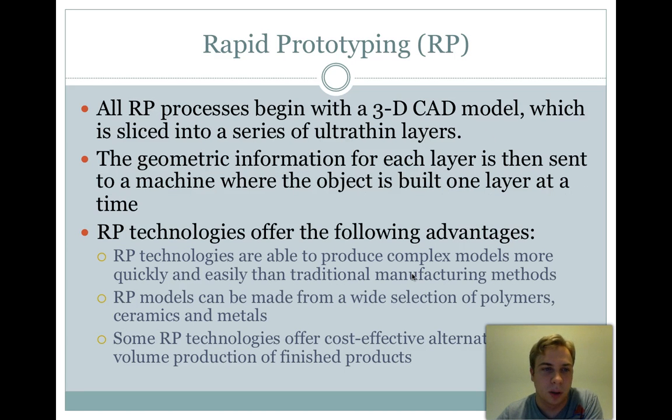Rapid prototyping. All RP processes begin with a 3D CAD model, which is sliced into a series of ultra-thin layers. The geometric information for each layer is then sent to a machine where the object is built one layer at a time. RP technologies offer the following advantages. Rapid prototyping technologies are able to produce complex models more quickly and easily than traditional manufacturing methods. RP models can be made from a wide selection of polymers, ceramics, and metals, and some rapid prototyping technologies offer cost-effective alternatives for low-volume production of finished products.